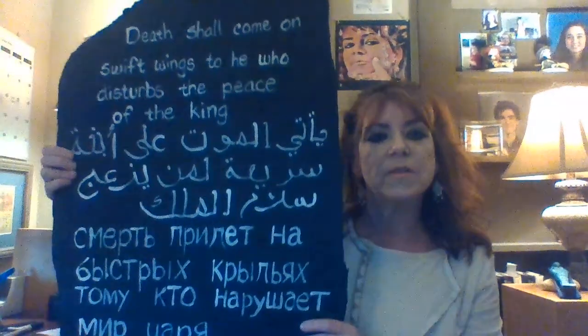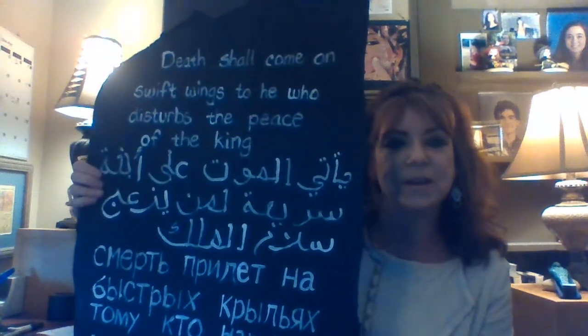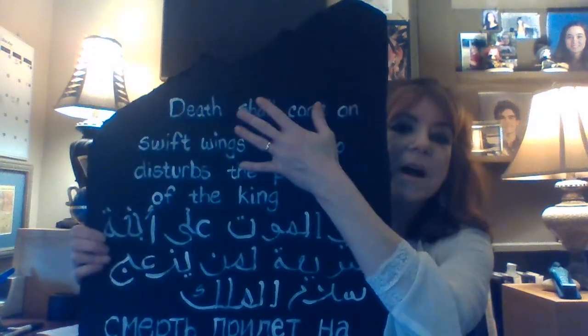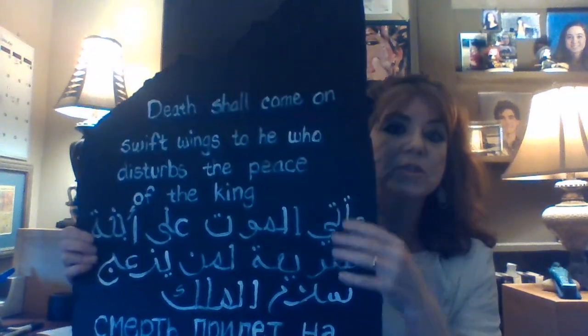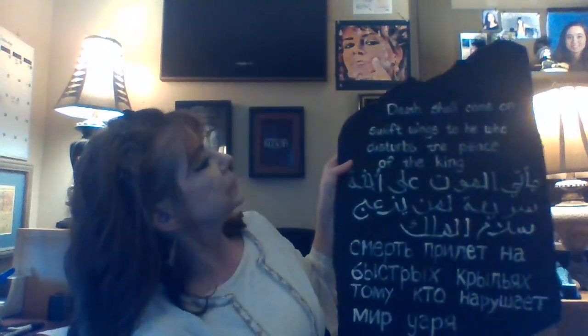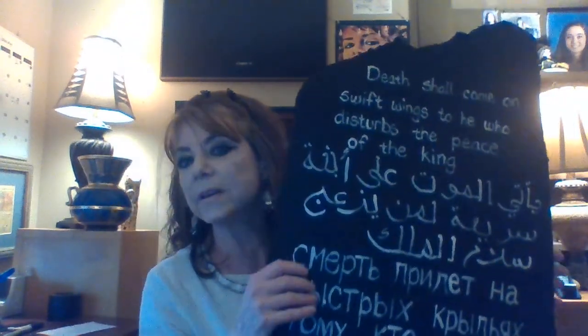And I know that you can't see this whole thing I've created here on the board, but up here what I've done, of course, is my own language, my native language, which is English. And I know that you're seeing this backwards. But what it says is, "Death shall come on swift wings to he who disturbs the peace of the king."